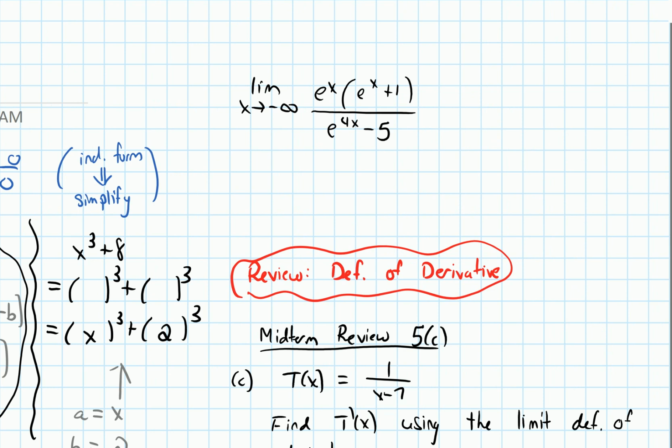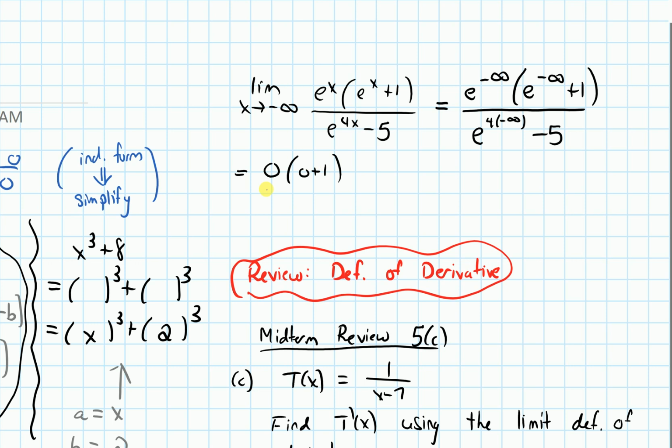All right, so I'm moving that up to the top of the page to give myself more room. At this point, we've simplified it a bunch. Let's try to plug in. That gives us e to the negative infinity times e to the negative infinity plus 1 over e to the 4 times negative infinity minus 5. Well, e to the negative infinity, we've seen that that's 0. So we get 0 and then times 0 plus 1.